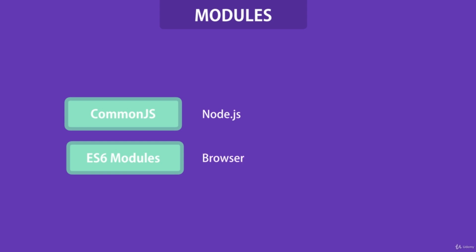So technically going forward, you don't need to learn about AMD or UMD unless you're maintaining a legacy application that is built around these module formats. So next we're going to look at CommonJS, and then we'll look at ES6 modules.